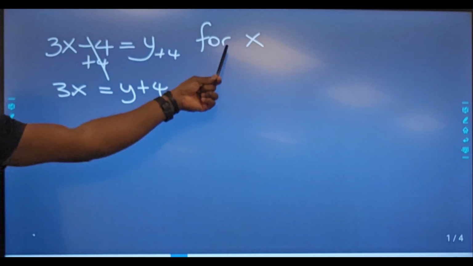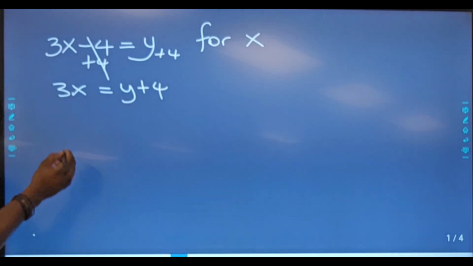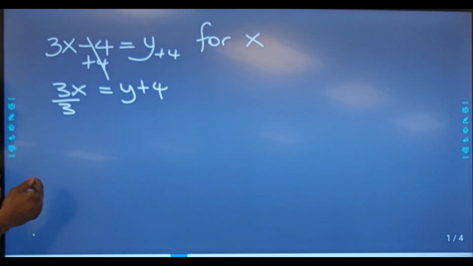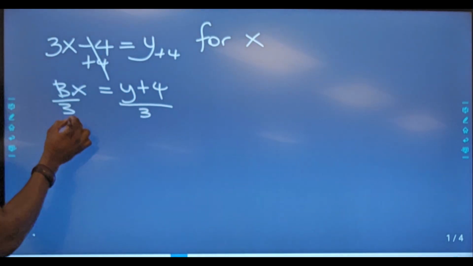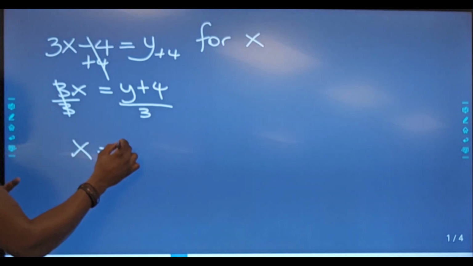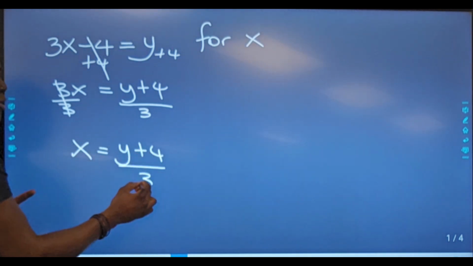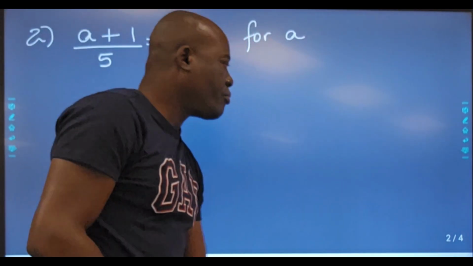Remember, we want x to be isolated. 3 is being multiplied to x. The inverse operation of multiplication is to divide. So we're going to divide the left side by 3. And then we balance the equation by dividing the right side by 3. Our final thing is that x all alone is equal to y plus 4 all over 3. Right? So that is example 1.